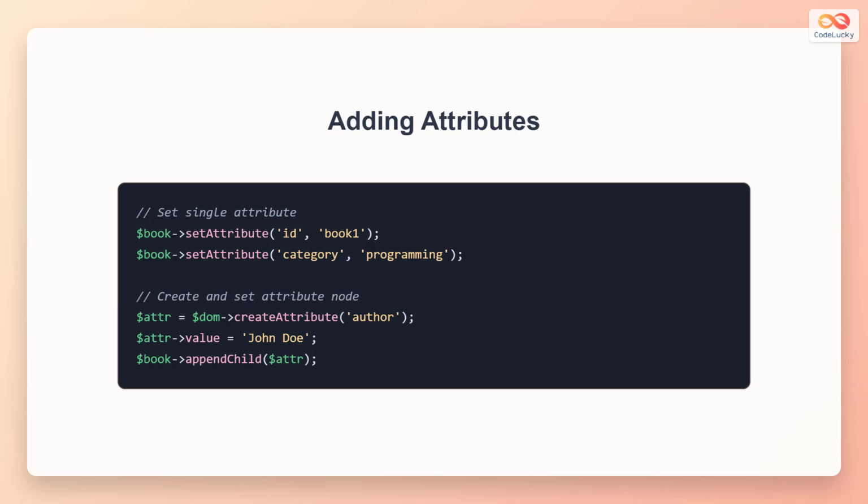Attributes provide additional information about XML elements. To add attributes, you can use the setAttribute method to set individual attributes, or create attribute nodes and append them to the element. First, set a single attribute, such as ID and category. Then you can create and set an attribute node, such as author, and append it to the book element.